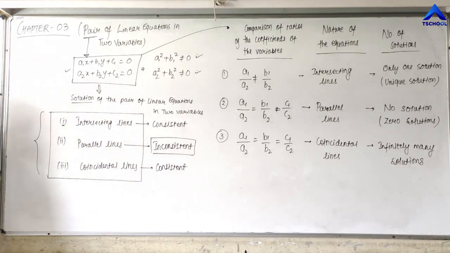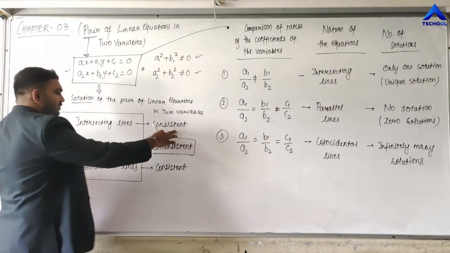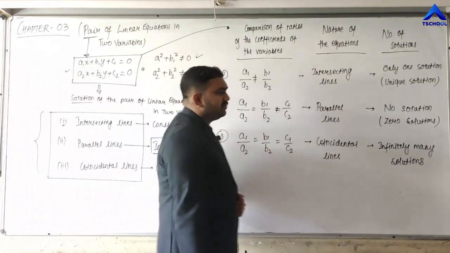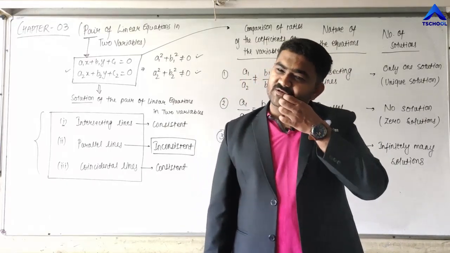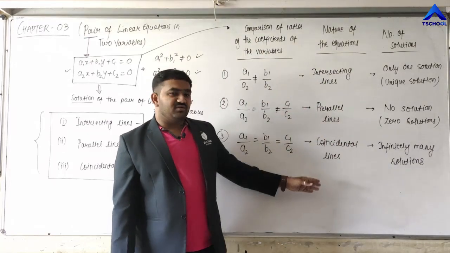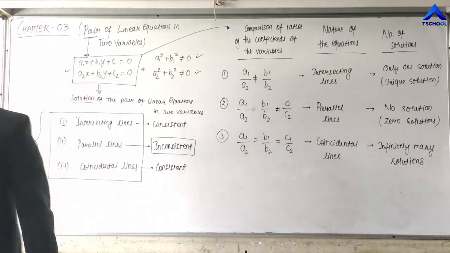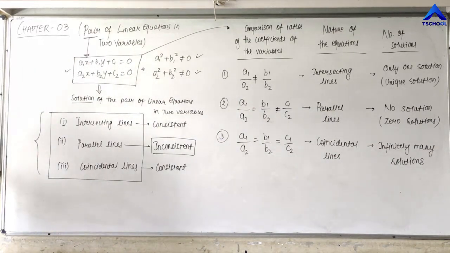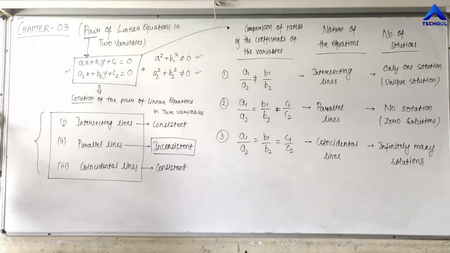So you need to remember this, what are consistent and what are inconsistent. Consistent equations are those in which you get at least one solution, and inconsistent equations are those in which you get no solution, or zero solutions, right? The conditions, the nature of equations, and the number of solutions that each and every nature of a pair of linear equations can possess, right? Take a look.